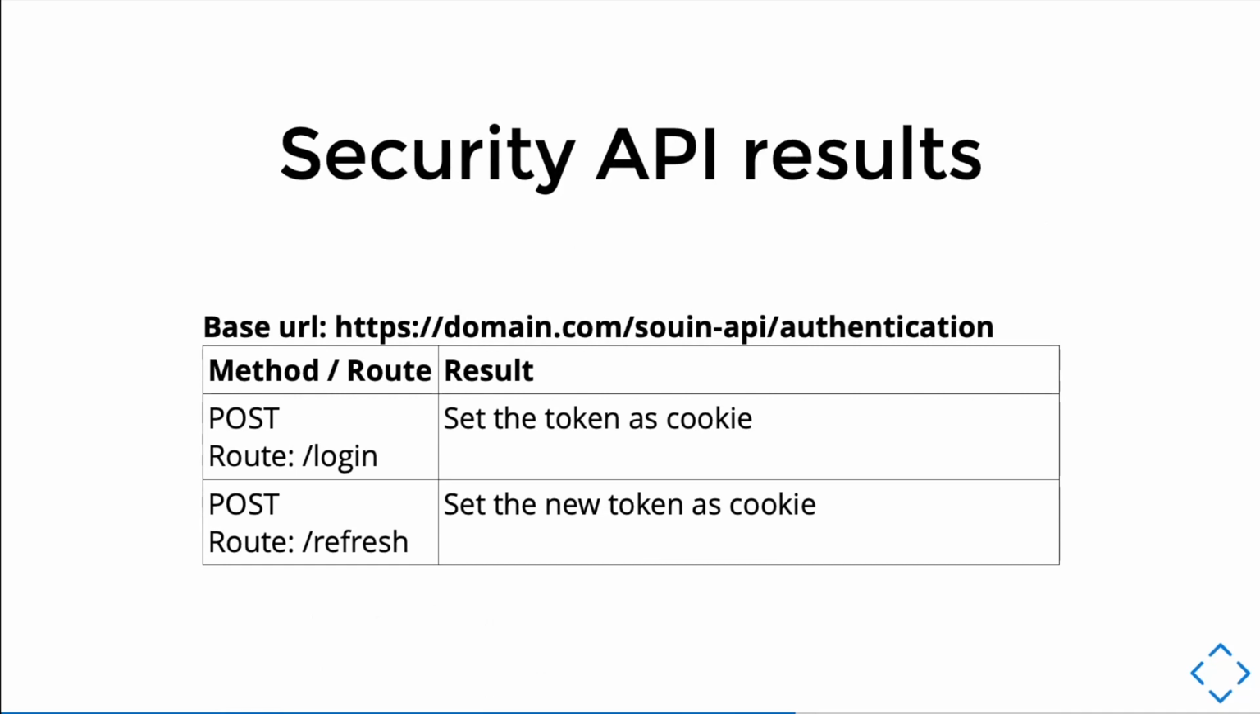So here is the result about the security API endpoints, which are located under the bus path authentication by default. The login request sets an HTTP cookie if authentication is valid. Then the refresh endpoint returns a new HTTP response, which tells that the previous cookie should be replaced by a new one.